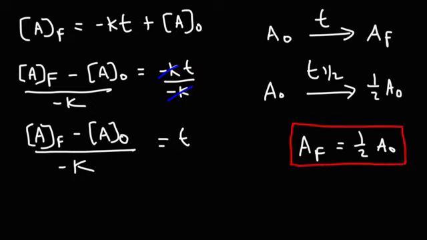The reason why we need to do this for the zero order and the second order reaction is because the half-life is dependent on the initial concentration. For the first order reaction, the half-life does not depend on the initial concentration. So we could use a ratio of numbers instead of exact numbers. Here we can't do that, so we need to use this. So let's replace A final with 1/2 A initial.